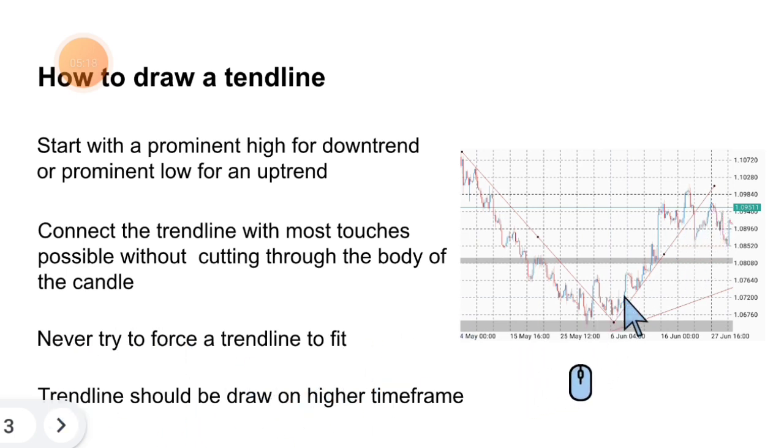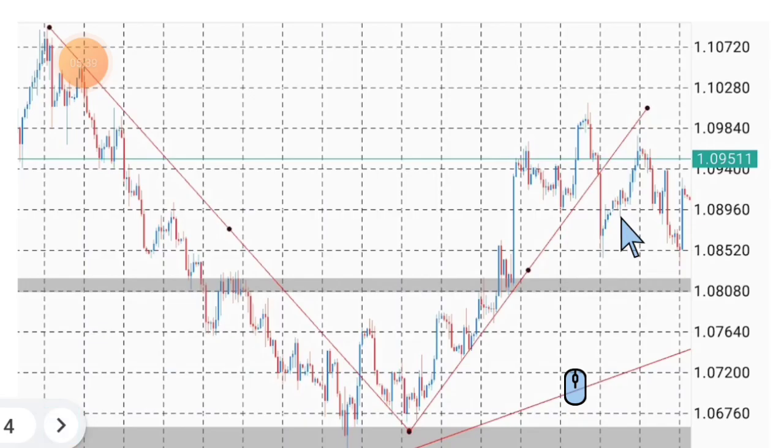Trend lines should be drawn on higher time frames. When you want to draw trend lines, don't draw them on lower time frames like the 1 minute or the 5 minutes, but go to higher time frames like the daily, the 4 hour, or the 1 hour time frame. Trend lines drawn on higher time frames tend to hold better than trend lines drawn on lower time frames. Now you can see this chart here.